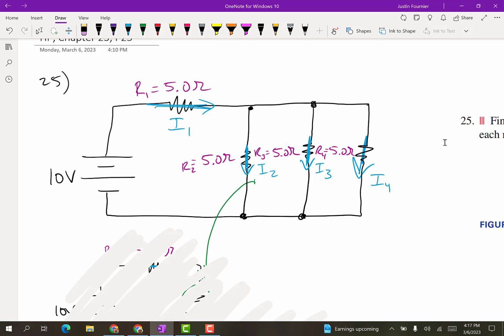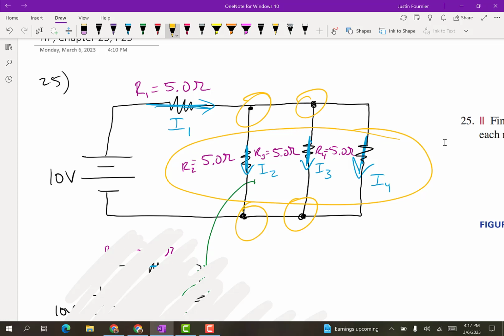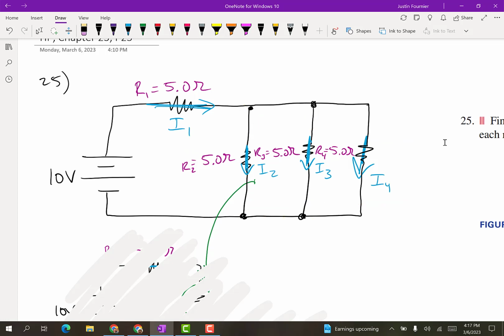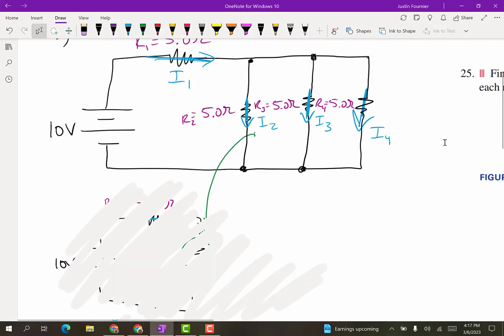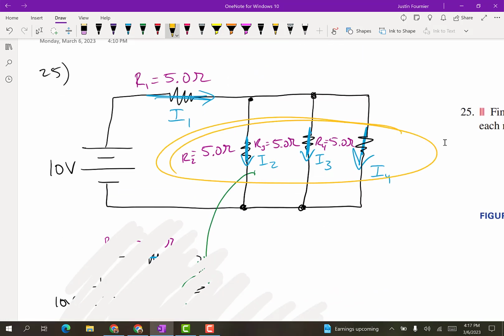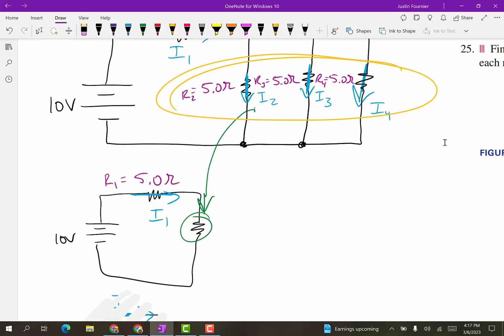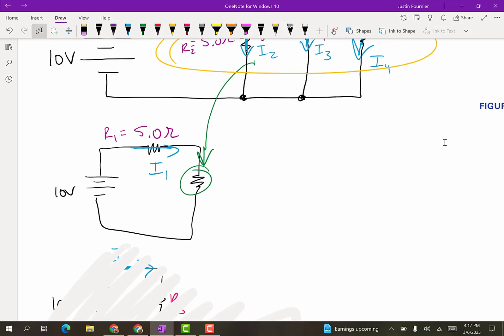Okay, so this is a combo circuit. Not all of them are in parallel, not all of them are in series, but hopefully you can see that resistors 2, 3, and 4 are all sharing junctions with each other, and therefore they are all in parallel with each other. So I'm going to collapse all these down into a new circuit. Let's see what that circuit looks like. I already drew them beforehand to make this video a little shorter. And so now I have a new circuit with I1, and then this resistor here, which I'll call RP. That's the parallel equivalent of that circuit.